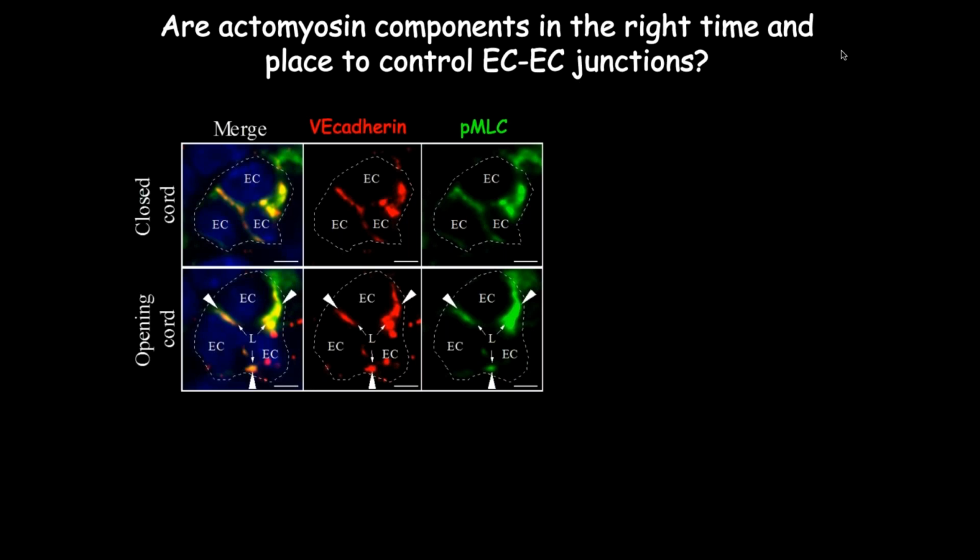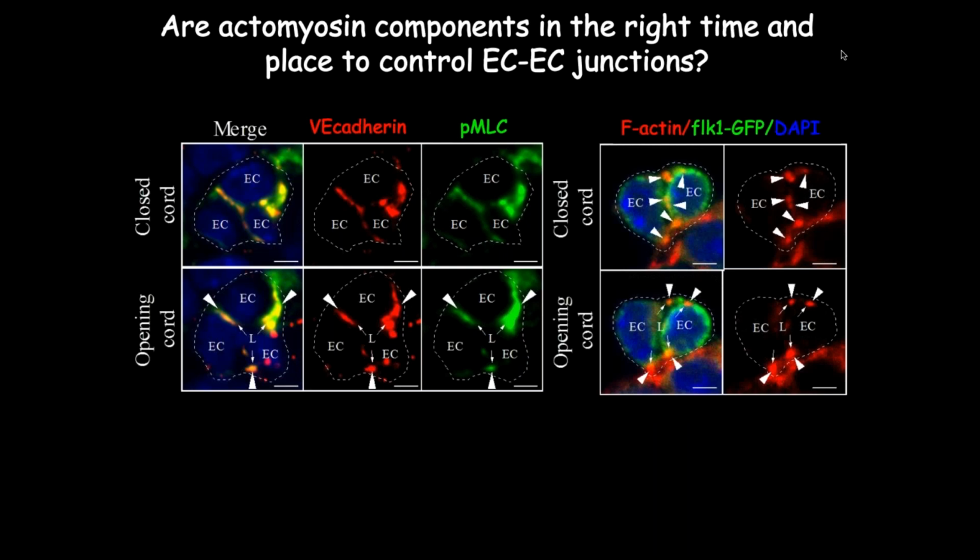So the question became, are actomyosin components at the right time in the right place to control these junctions? Here I'm showing you again those cross sections through these cords. I'm showing you junction molecules, VE cadherin, across that apical surface as the lumens are closed, but as they open, they clear that apical surface. What was intriguing to us was that activated myosin light chain, or phosphorylated myosin light chain, and there are antibodies to this, were right on top of these junctions. That means there was active actomyosin machinery right on top of the moving junctions. And there was also F-actin.